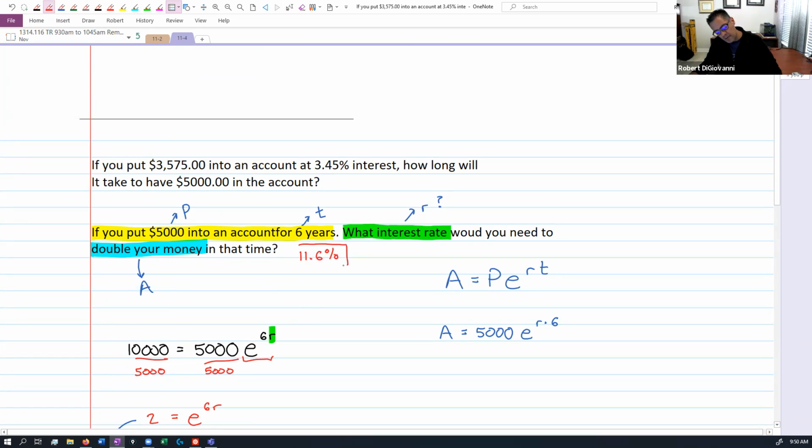We're going to convert that R into a percentage, because when we talk about interest rates, we always talk about them in percentages. 11.6% is a very high interest rate. You're never going to find that ever. But that's what you would need. If you wanted to double your money in 6 years, you'd need an 11.6% interest rate.